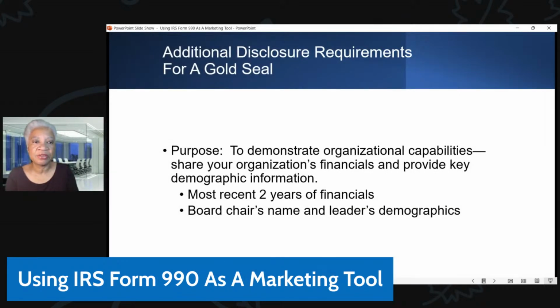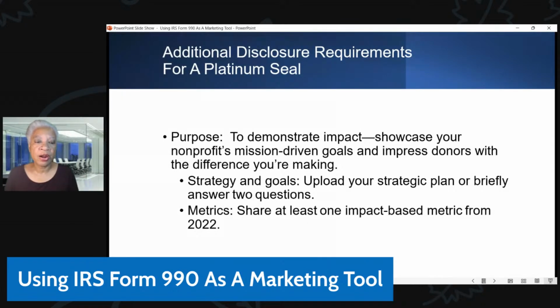And then for a gold seal, you can add additional information, and this is information that will speak to your capacity and capabilities. So that would be things like your most recent 2 years of financials. If you have audited statements, that would be great to add. If you don't have financial statements, make sure you get statements up there that are recent, that are conforming to generally accepted accounting principles. And then you can also include things like your board chair's name and then your leader's demographics. So you can actually speak to your board makeup in terms of race and gender and sexual preference and all of that stuff. So people really get a sense for who you are as an organization.